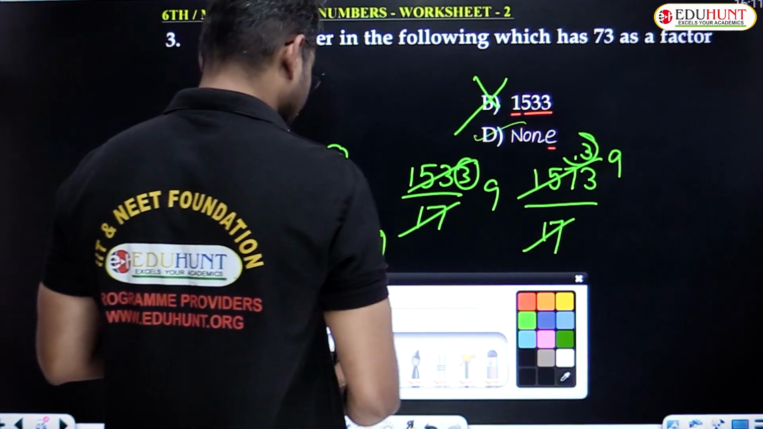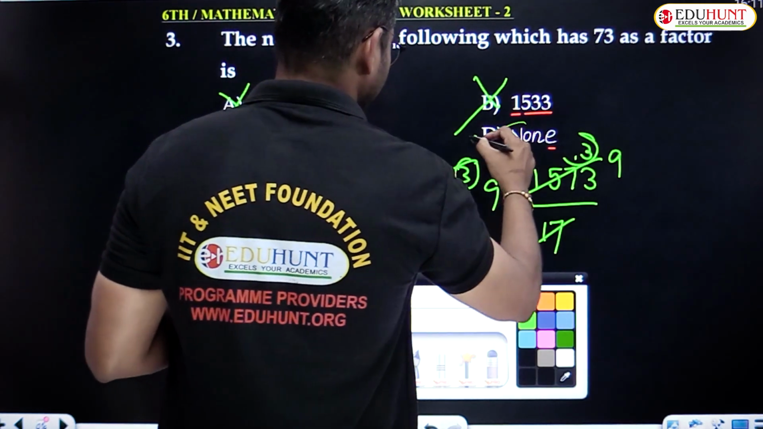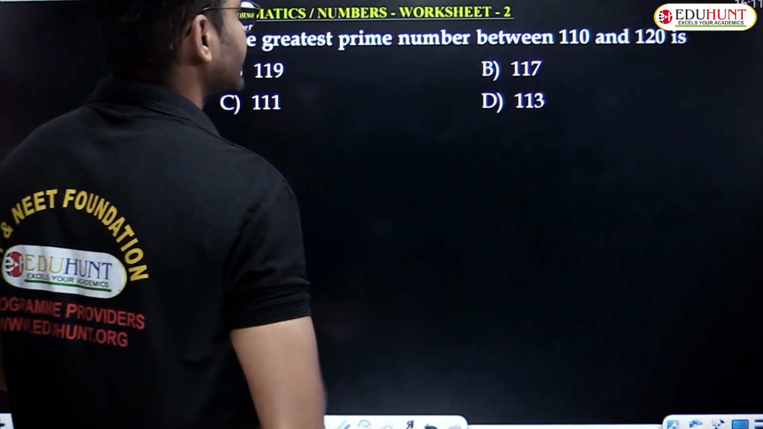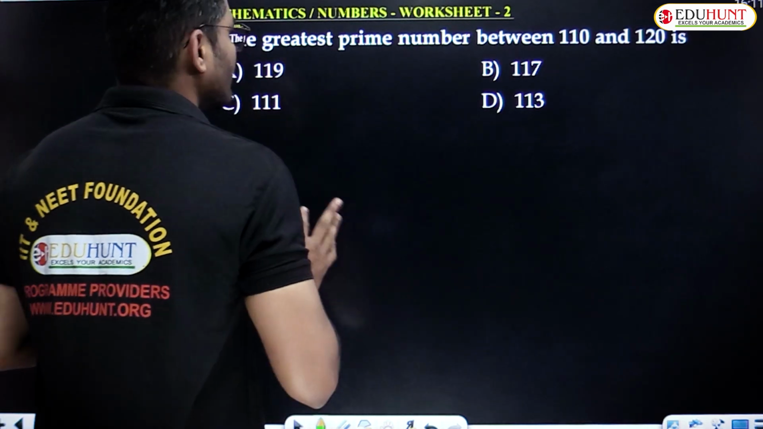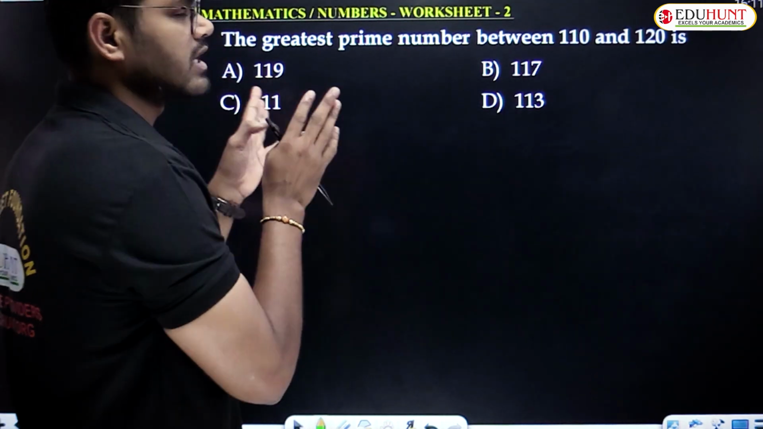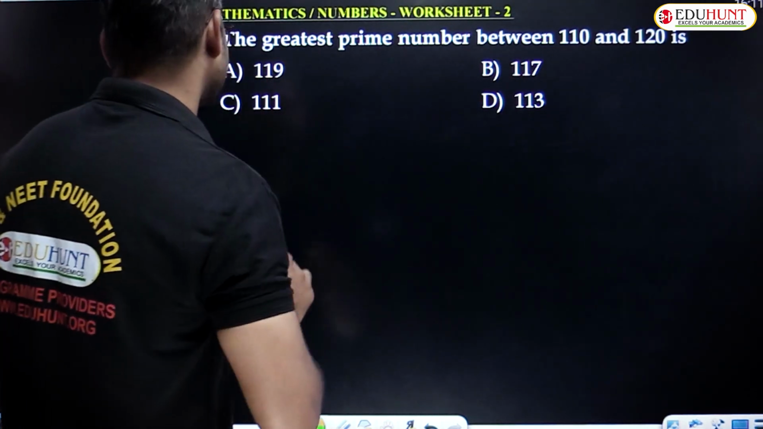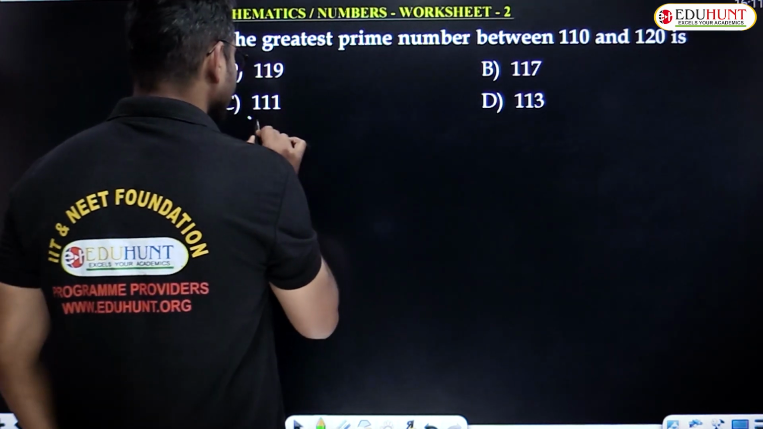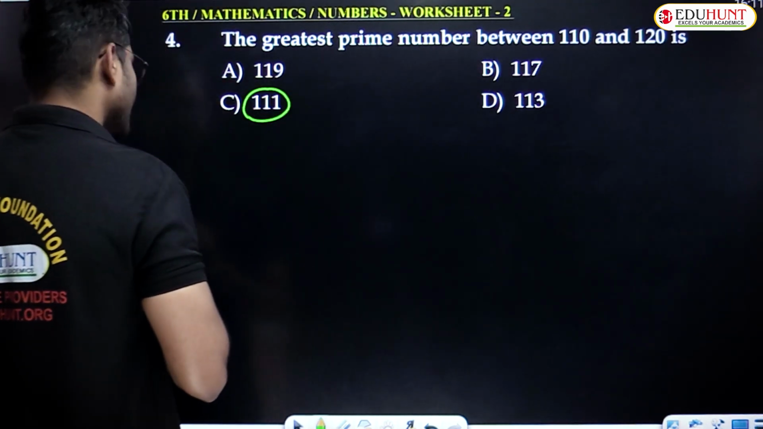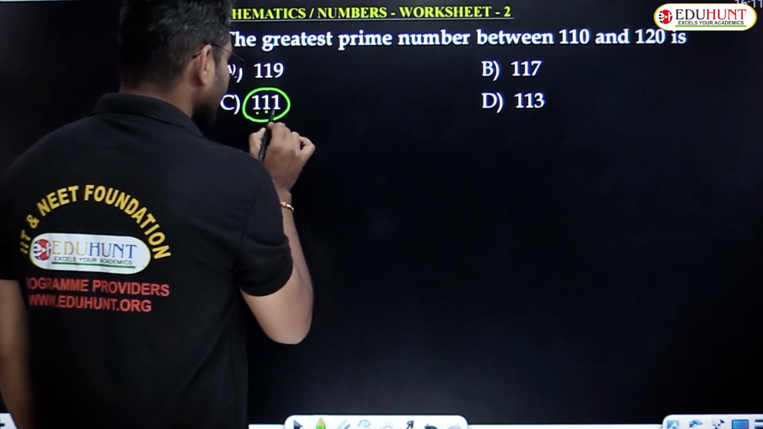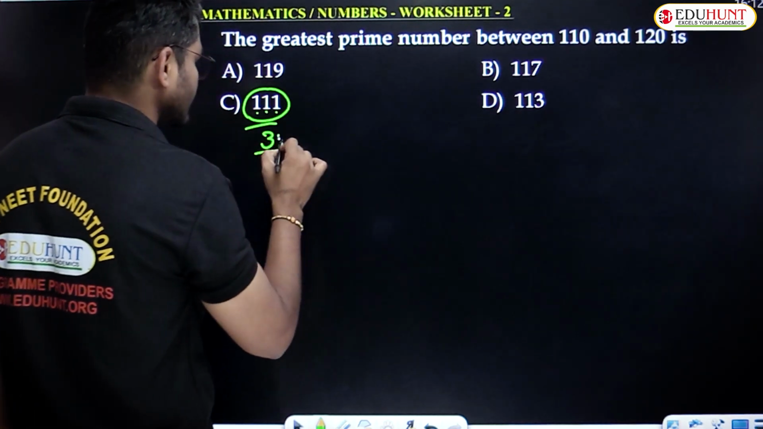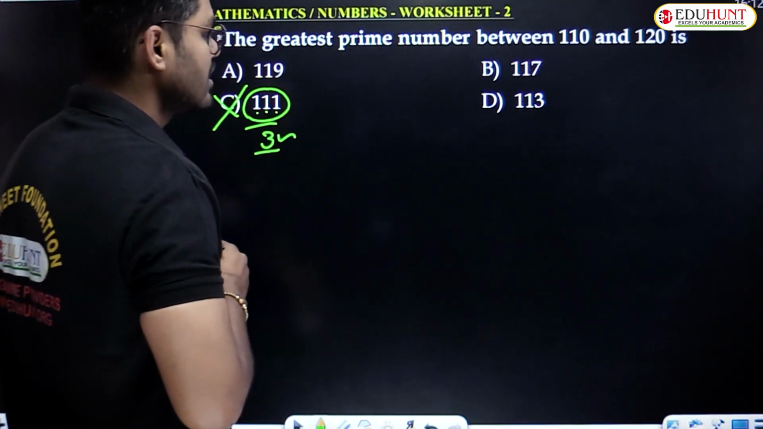Okay, right. Let's move on to the next question. The greatest prime number between 110 and 120. No need to check 110 and 120. Let's check the options. Okay, 111. Is 111 a prime number? Let's check. 1 plus 1 plus 1, this is 3. So this is divisible by 3, therefore it is not a prime number.